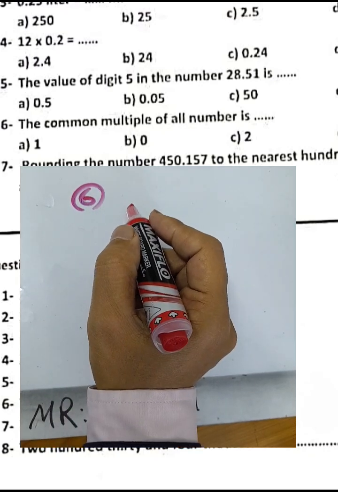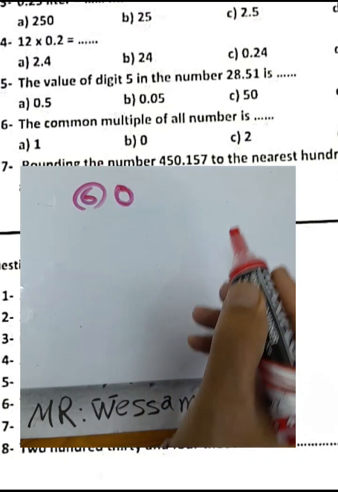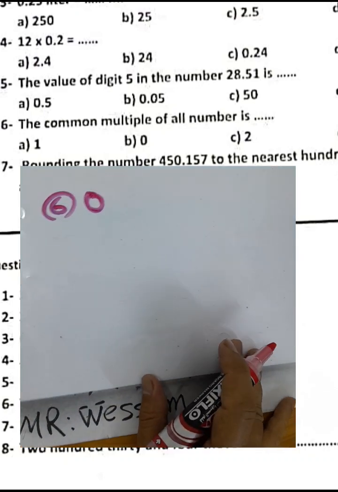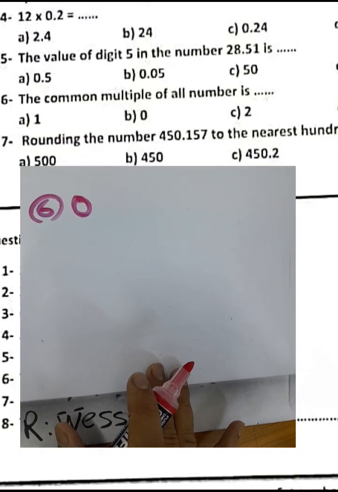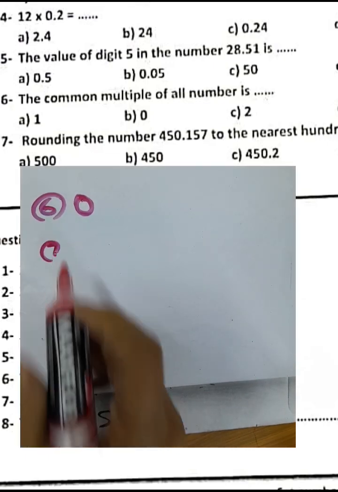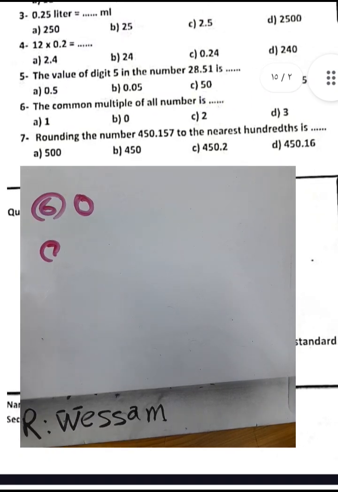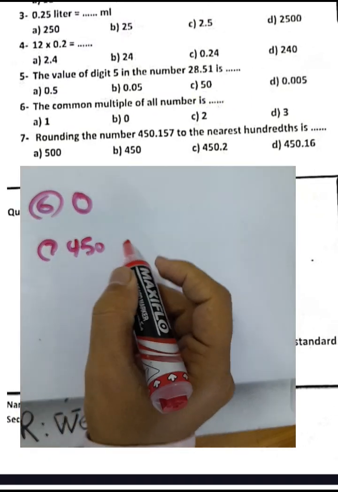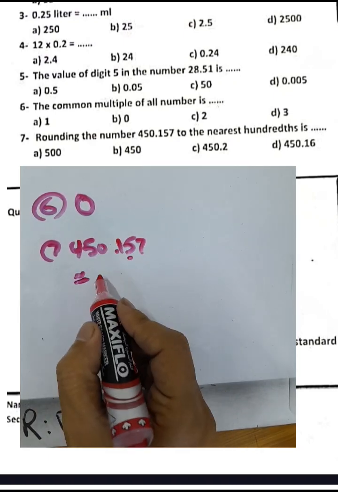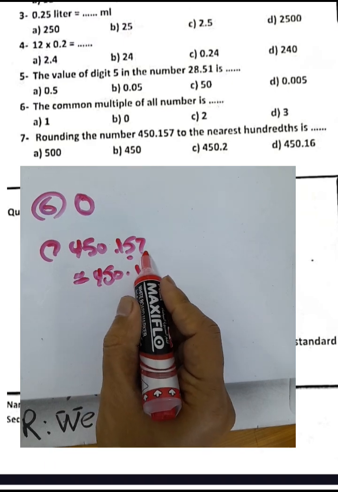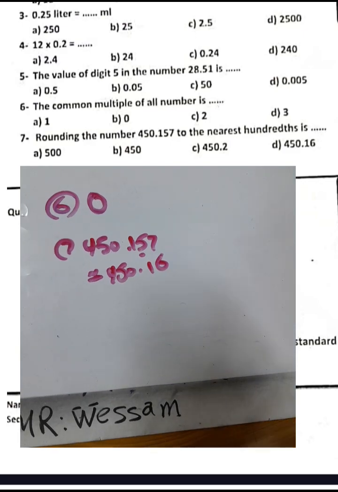Question 6. The common multiple of all numbers will be 0. 0 can be divided by any number, but 0 divided by itself will be undefined. Next question, number 7. Round the number here to the nearest hundredth. We want to find the approximation to the nearest hundredth: 450 and 157. 7 gives 1 to 5, so it will be 6. The result will be 450 and 16 hundredths.